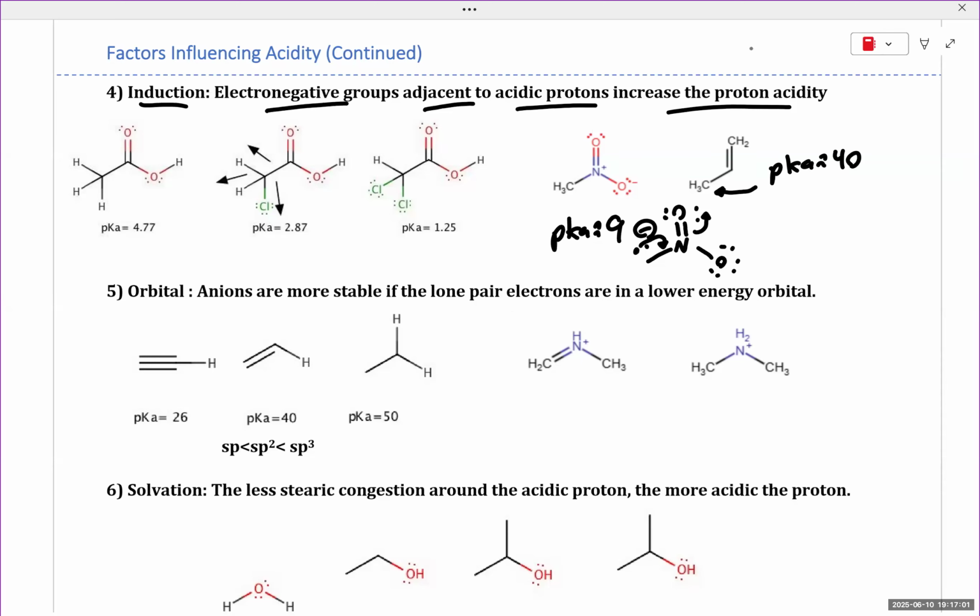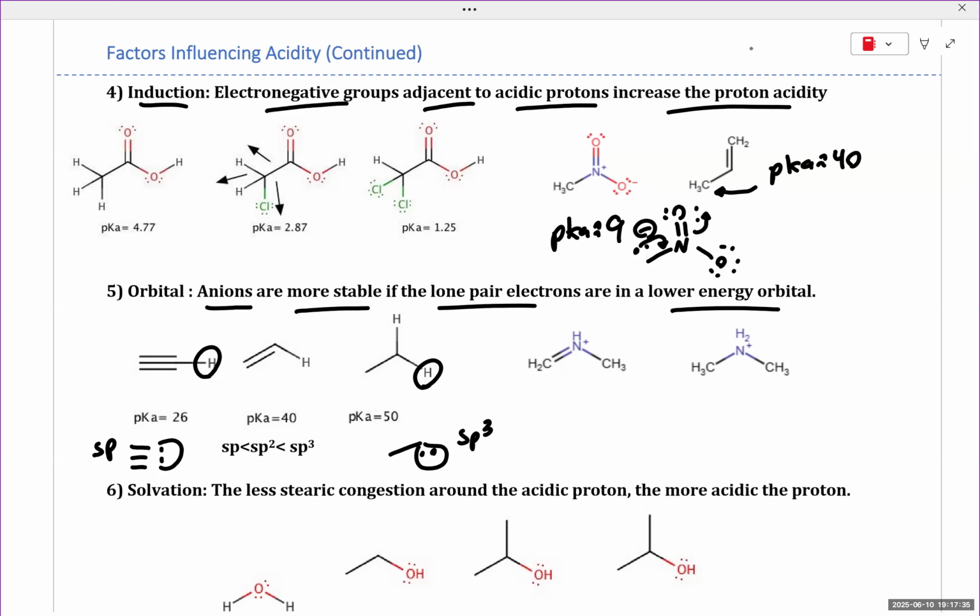The next effect to consider are orbital effects. Anions are more stable if the lone pair electrons are in a lower energy orbital. This explains why alkyne protons are much more acidic than an alkane proton, because you're going from placing the lone pair in an sp hybrid orbital to placing the lone pair in an sp3 hybrid orbital, which is higher in energy.